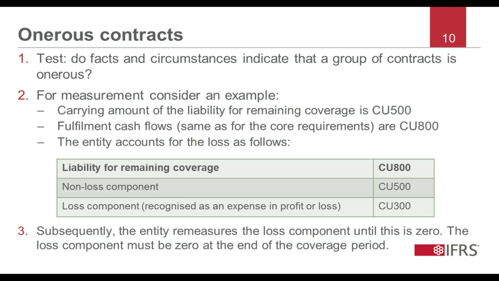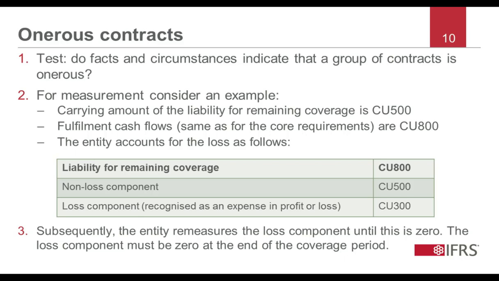So the carrying amount of the liability for remaining coverage will be measured by allocating premiums, again as discussed during the previous webinar, while the fulfillment cash flows relating to the remaining coverage will be measured using the core requirements. The simple example on the slide illustrates that calculation.